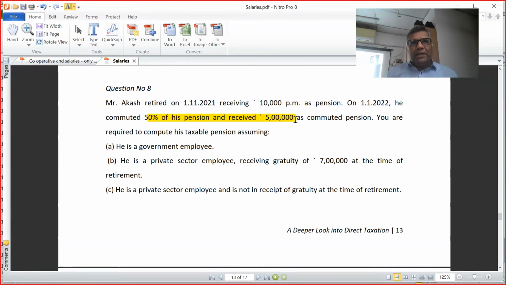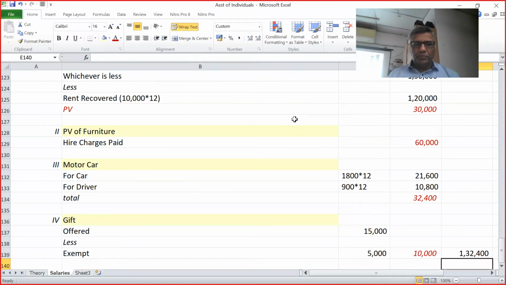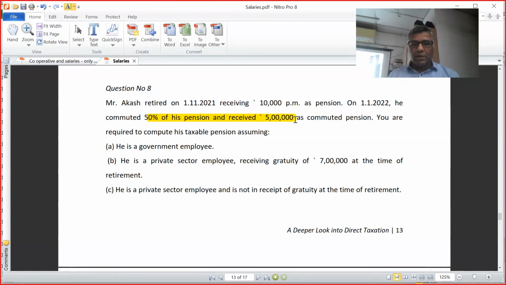For all government employees, everything is exempt. Private sector employee receiving gratuity. Private sector employee not receiving gratuity. Yes, 1/3.